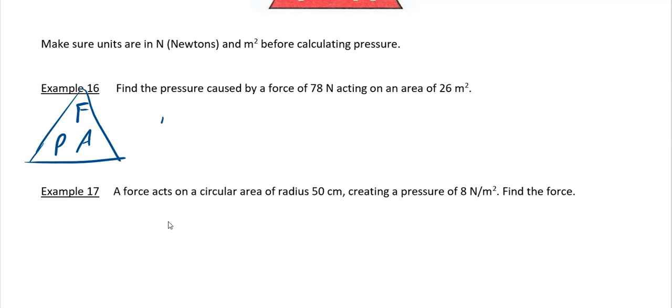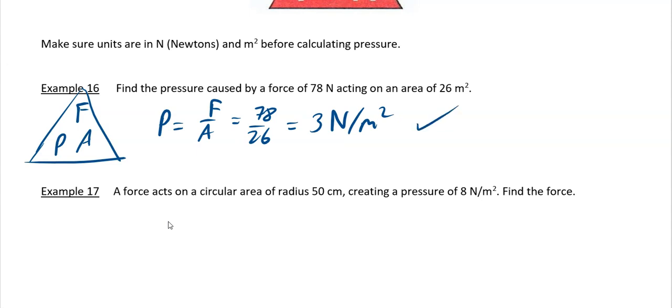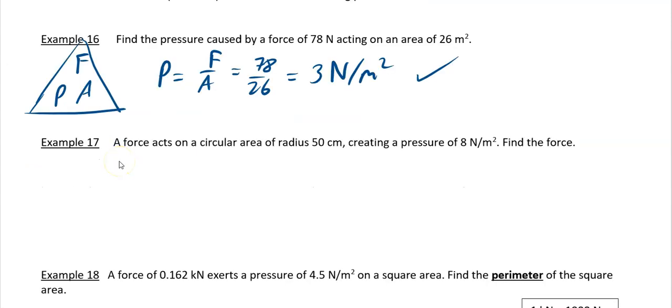We want to find the pressure. So the pressure is equal to your force divided by your area. So in this case, 78 divided by 26. And if you do that out, you'll get 3. And the units of pressure are newtons per meter squared. And that is it.